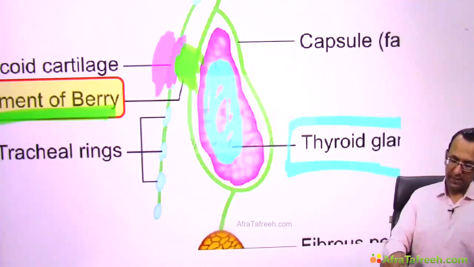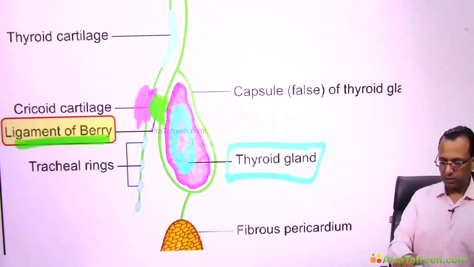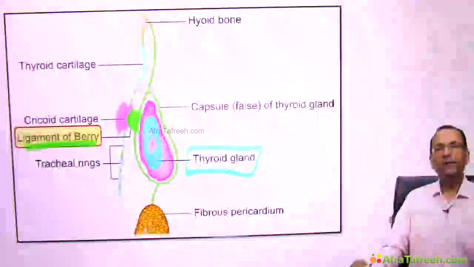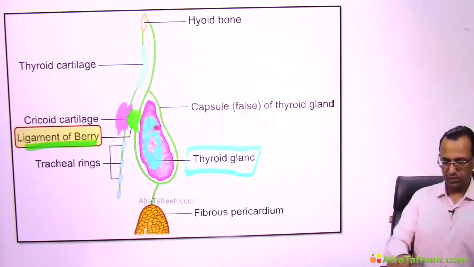So this is the thyroid gland here, attaching to the cricoid cartilage of larynx anteriorly. That's why whenever we are swallowing, the larynx is going up, down, up, down. Along with that, the thyroid is also going up and down along with swallowing, because of that ligament of Berry, which is a modification of deep cervical fascia.